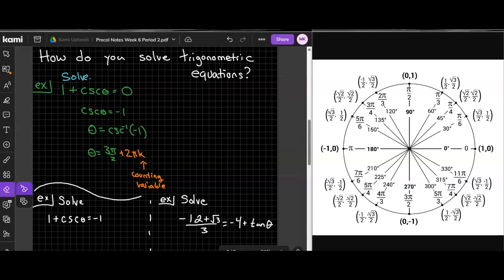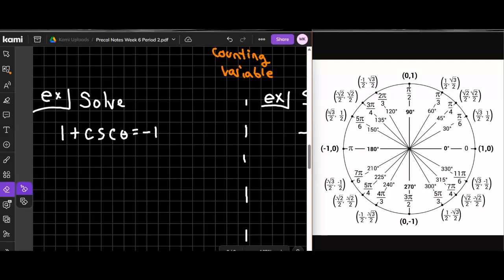So let's dive in. So first, we're looking at solving 1 plus the cosecant of theta equal to -1. Just like we've talked about before, you're still applying all of your regular steps for solving. So here you have that 1 plus the cosecant, so you'll be able to subtract the 1 on both sides. And when you subtract the 1 on both sides, you get your cosecant of theta equal to -2.